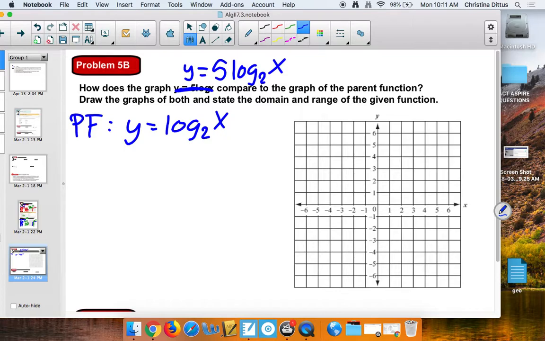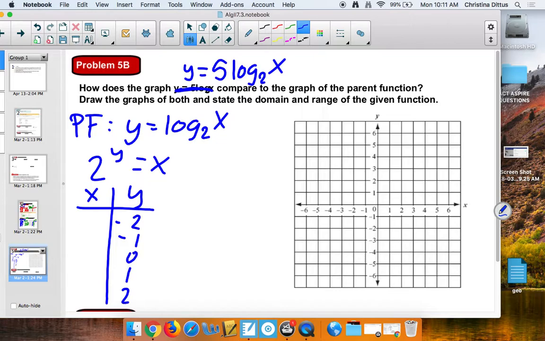Okay, what's my base number? 2. What's my exponent? 1. And that equals... now what am I doing? Table. What am I filling in where? On the y side. It's the same table from before, no? We got 1/4, 1/2, 1, 2, 4.